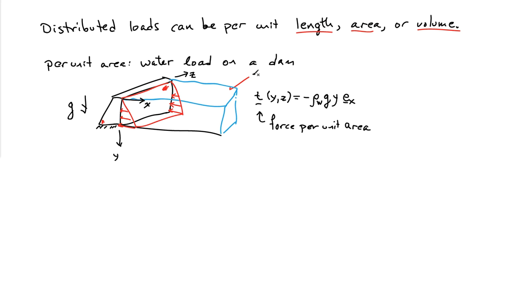And on the face of the dam we actually have a force per unit area, and it's given to us by this formula. You can derive this from elementary fluid mechanics. It's the density of the water times the gravitational constant, and then it's multiplied by y, which is the coordinate in the downward direction. So the load on the face of the dam increases linearly as we go down the face of the dam, and it points in the negative x direction according to the coordinate system that I've introduced in the drawing. So this is an example of a force per unit area.